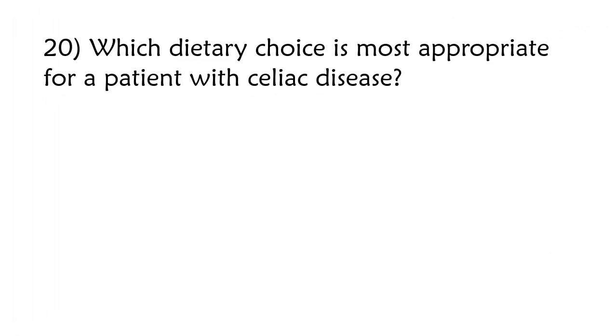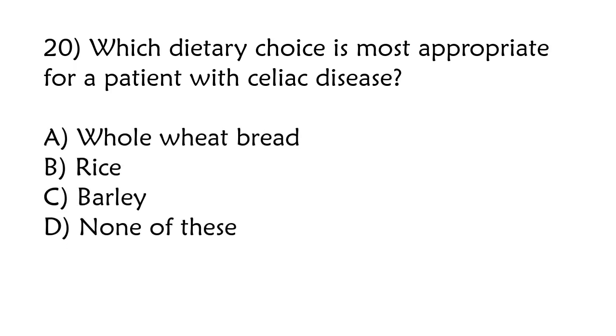Which dietary choice is most appropriate for a patient with celiac disease? Whole wheat bread, rice, barley, none of these. Correct answer is option B, rice.